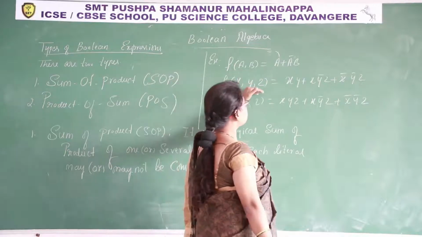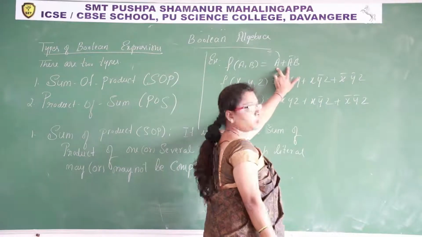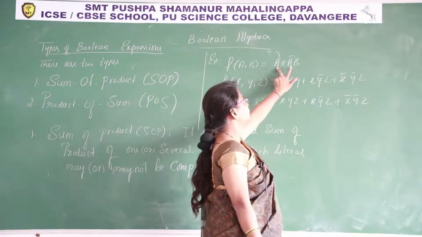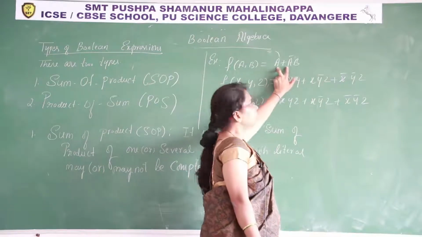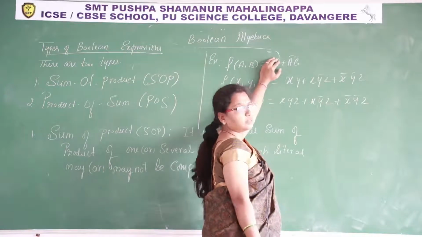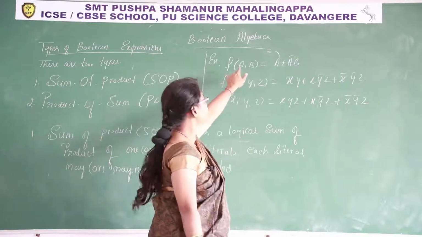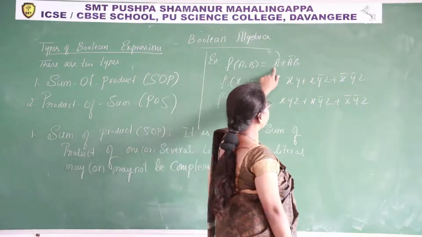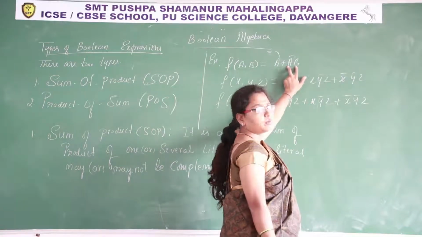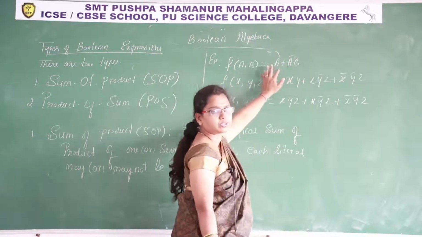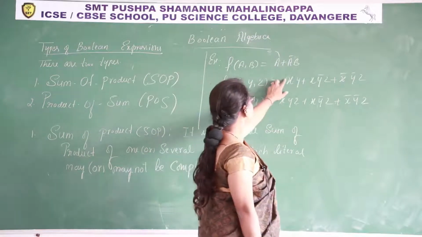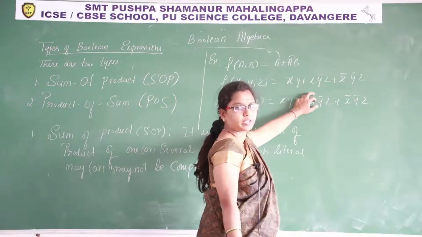Observe this expression. This SOP expression has two sub-expressions. In the first sub-expression, there is only one variable, but the total number of variables in this function is 2. Here only one variable, and here all variables are there. But it is an SOP expression. Here also one variable is not there. Still it is an SOP expression.